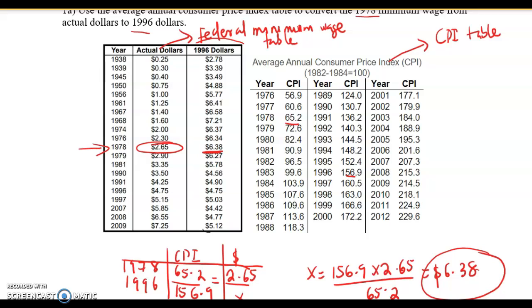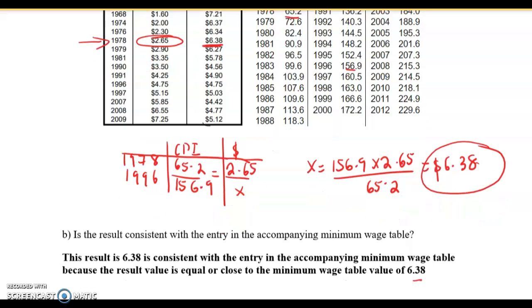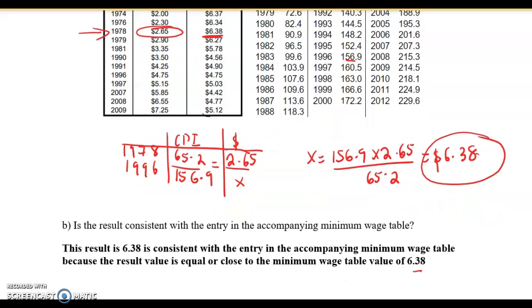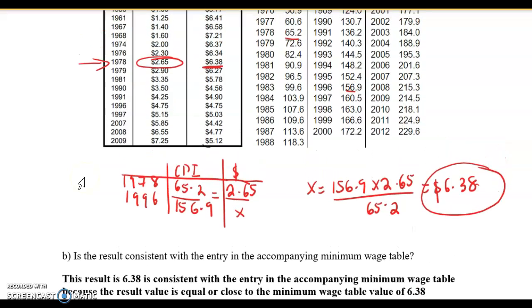So we can say that the result is 6.38 cents, and that is consistent with the entry in the accompanying minimum wage table because the result value is equal or close to the minimum wage table value of 6.38 cents. So that is how you go about this problem.